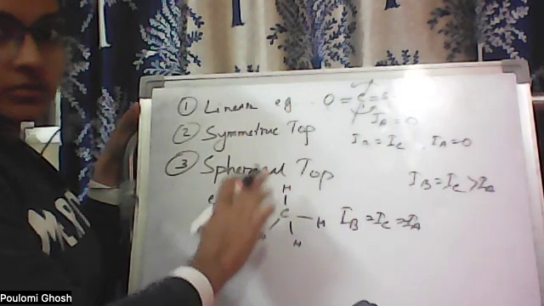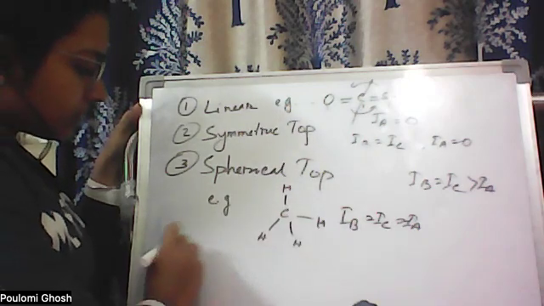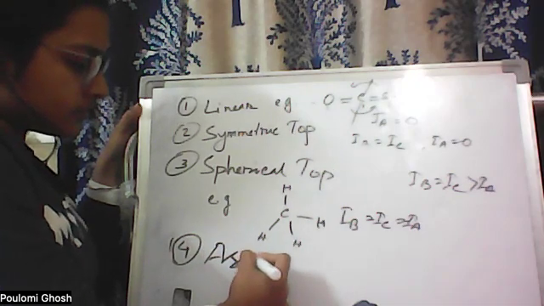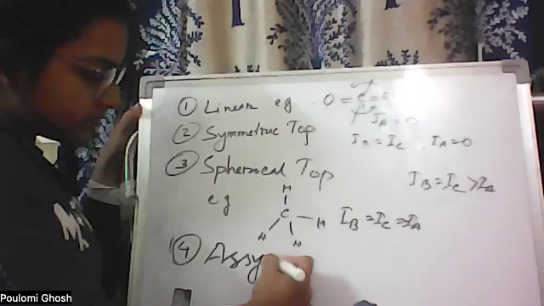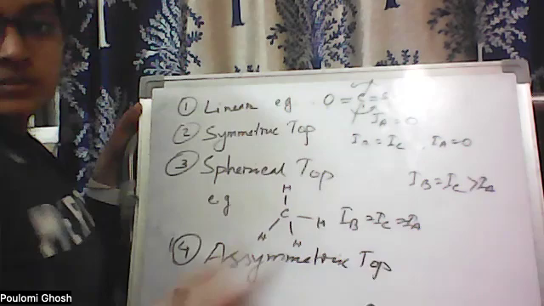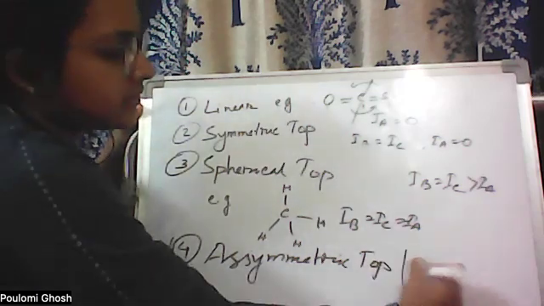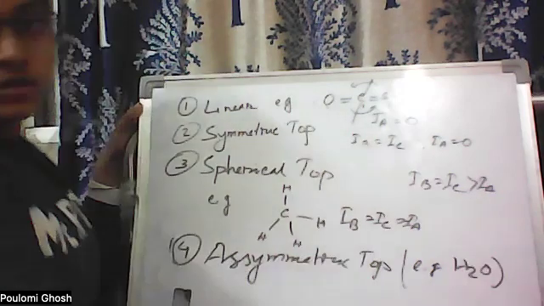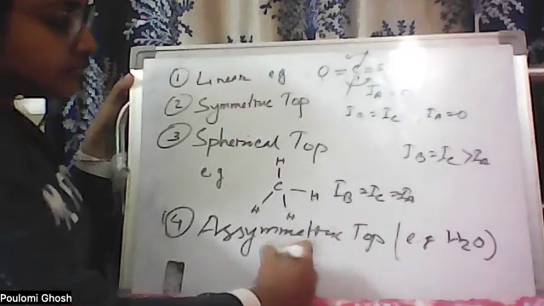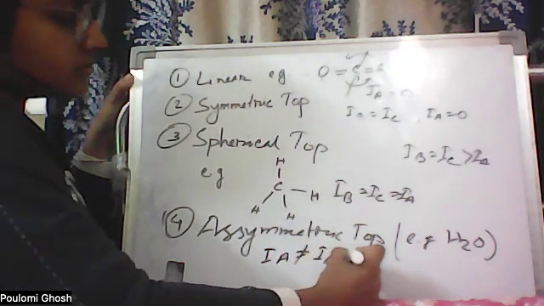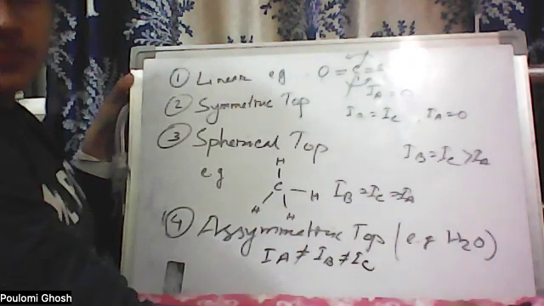And the fourth type is the asymmetric top molecule. In this case an example is H2O, and the condition is IA is not equal to IB is not equal to IC. So there are four types of polyatomic molecules.